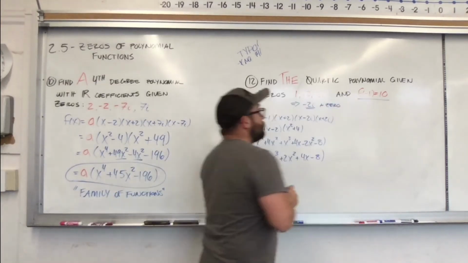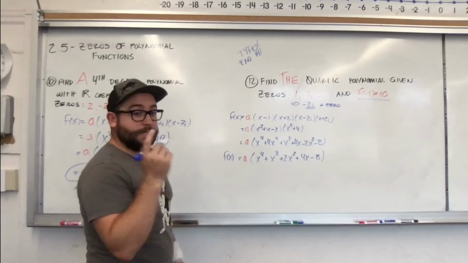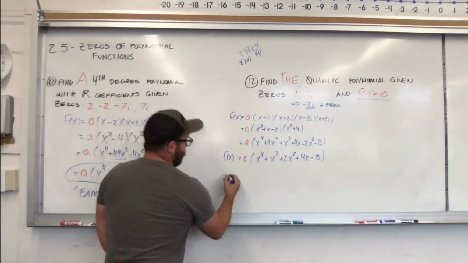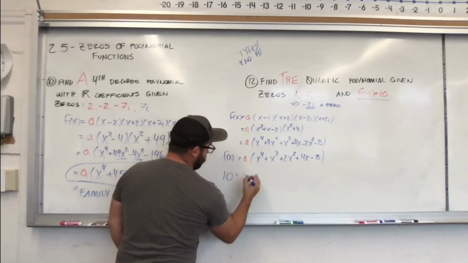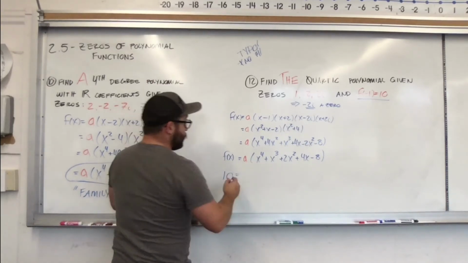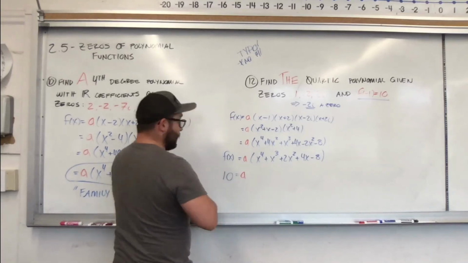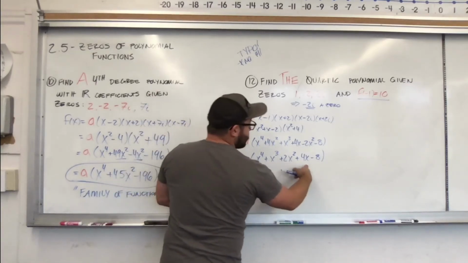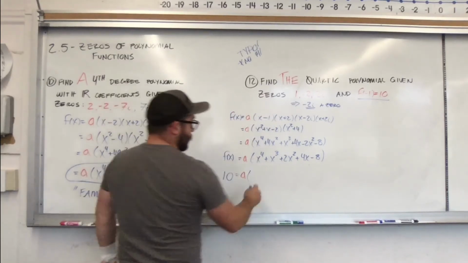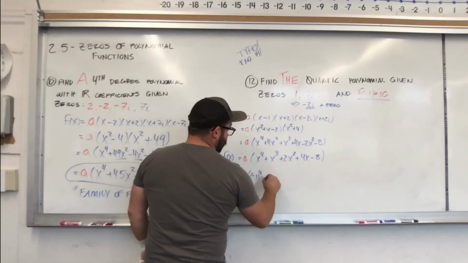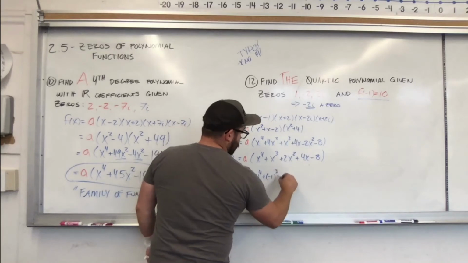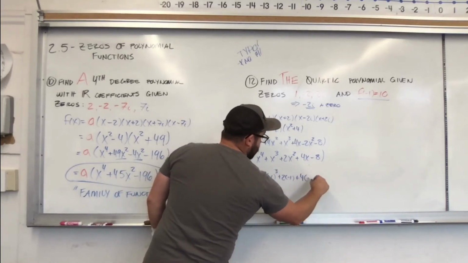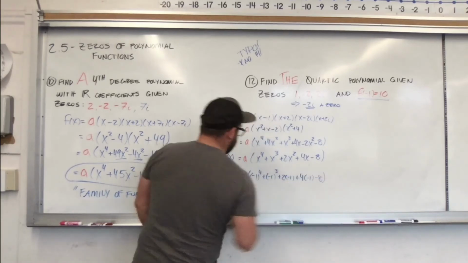We know that f of negative 1 is 10. Well, if we have f of negative 1 right here, we know this has to equal 10. We don't know what a is. And then for every single one of these x's, we're going to replace it with negative 1. So we have negative 1 to the fourth plus negative 1 cubed plus 2 times negative 1 plus 4 times negative 1 minus 8.